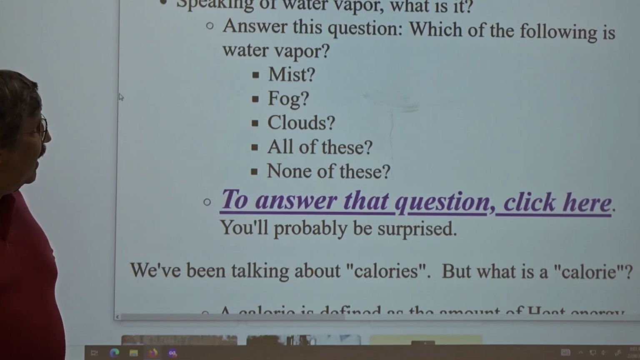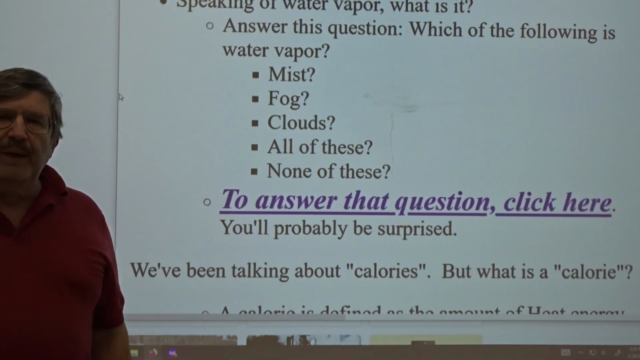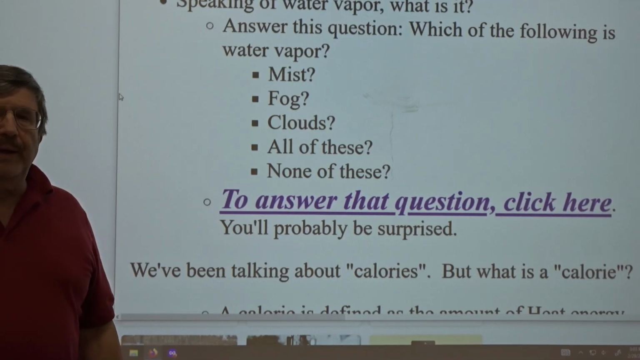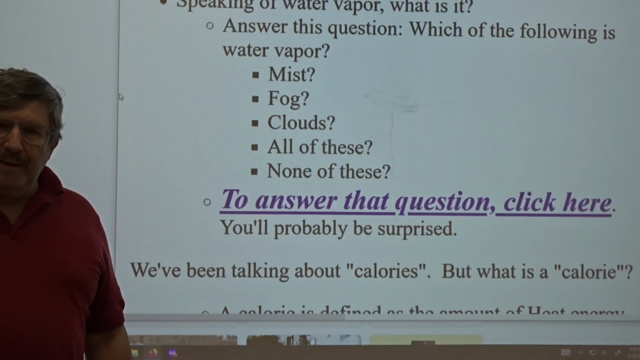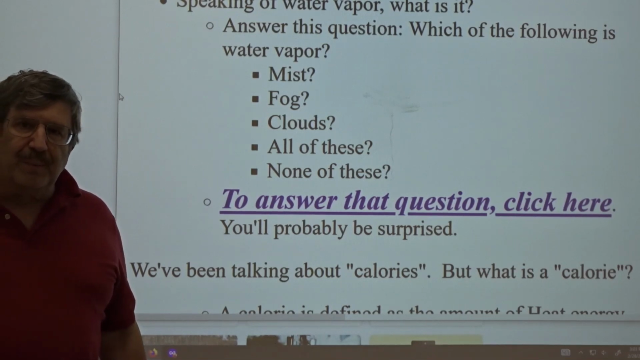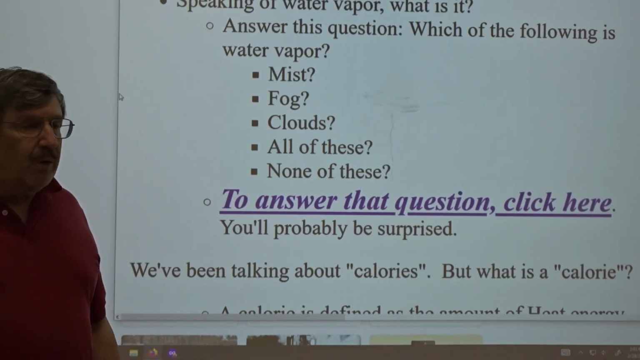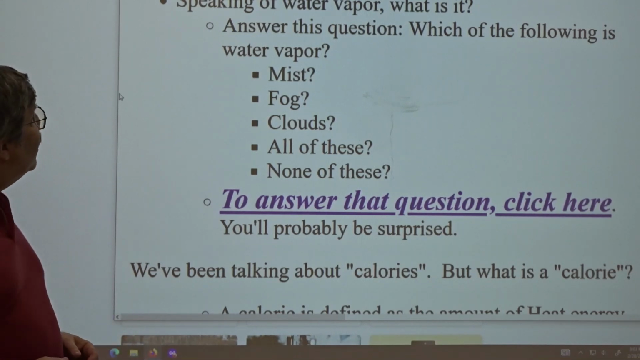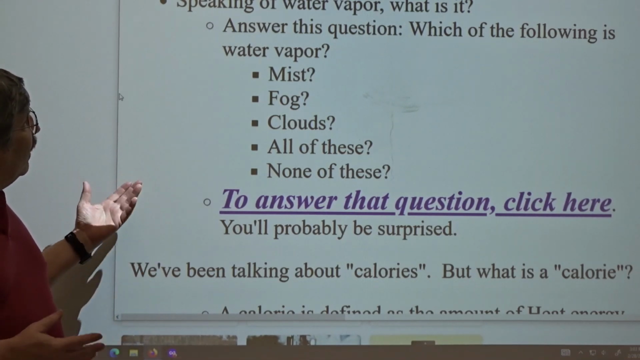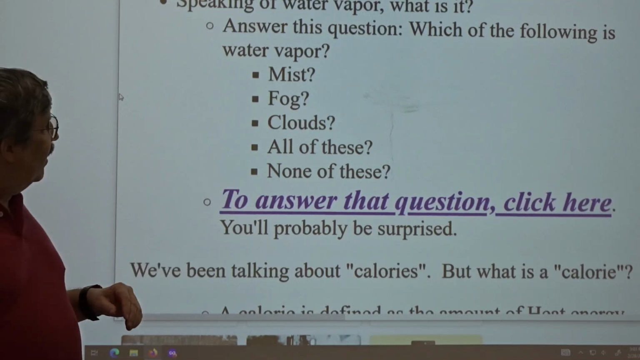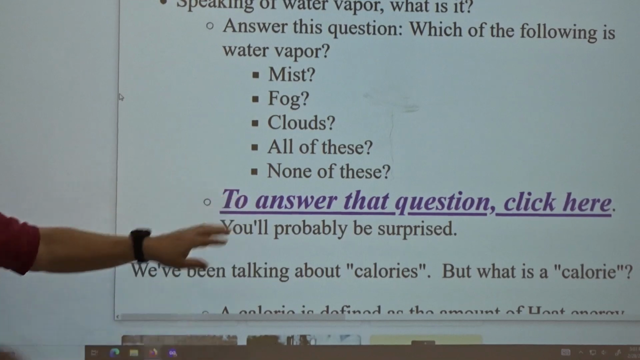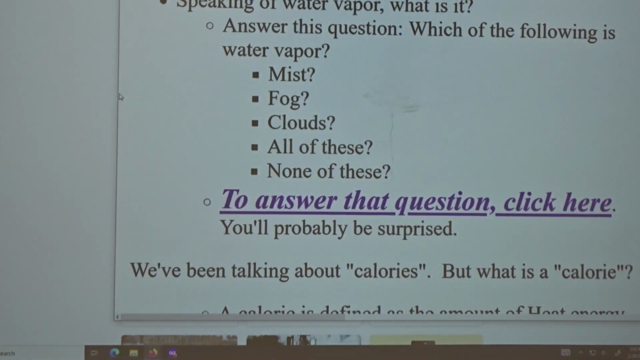And this lecture, it's going to be a very brief discussion, is intended to show you how to calculate relative humidity. This seems to be a real problem for some of my students. And so before we get into that, I want to talk about what humidity itself actually is. So when you think about water vapor, are you talking about mist, fog, clouds, all of these, none of these? Let's click on this and see if we can get the answer to that.